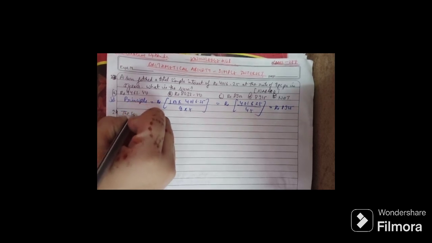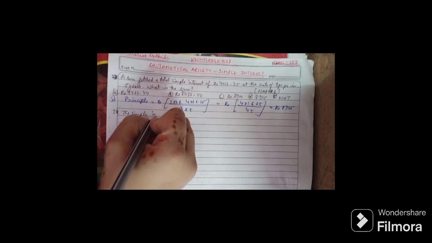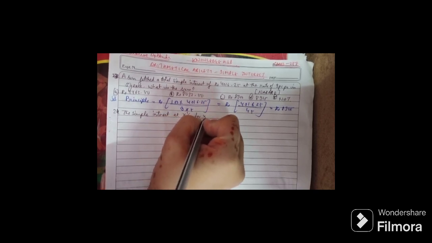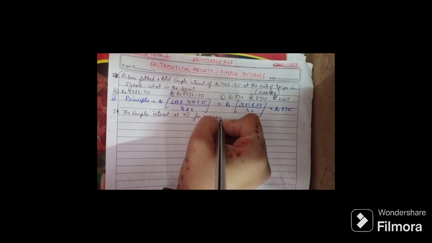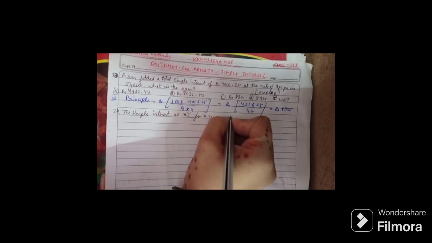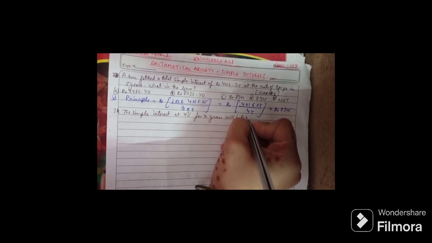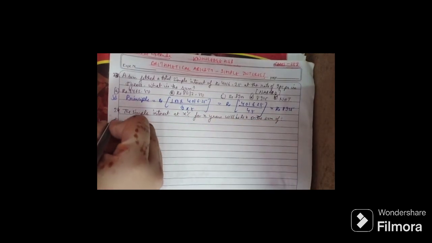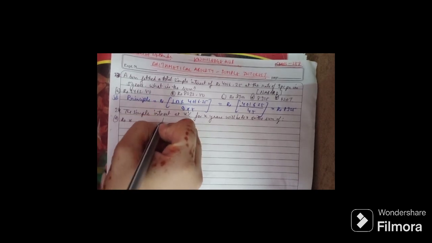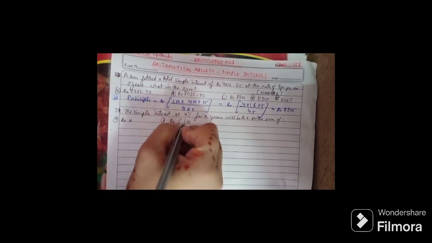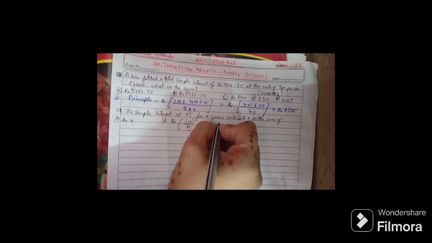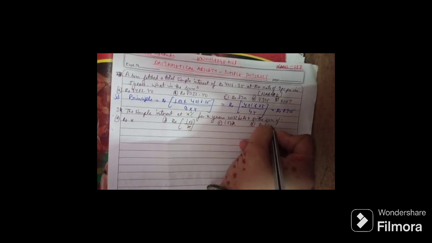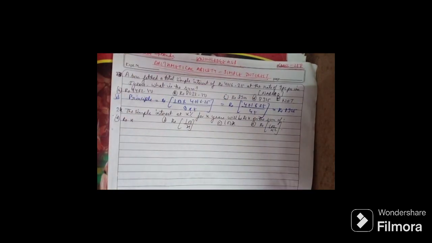The simple interest at X% for X years will be rupees X on the sum of: rupees x, rupees 100 upon x, rupees 100x, rupees 100 upon x square. So let's go for the same.